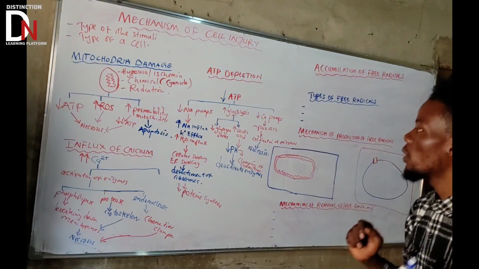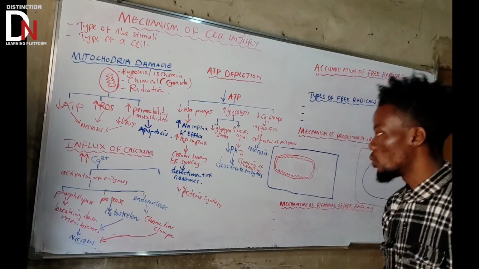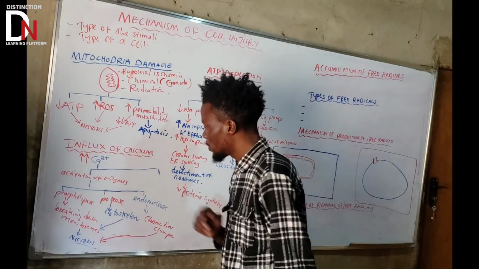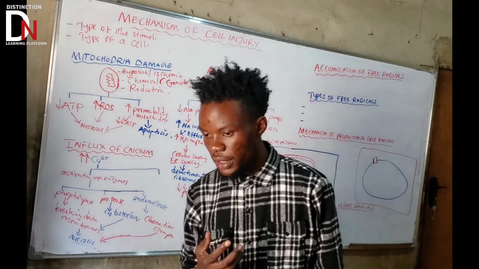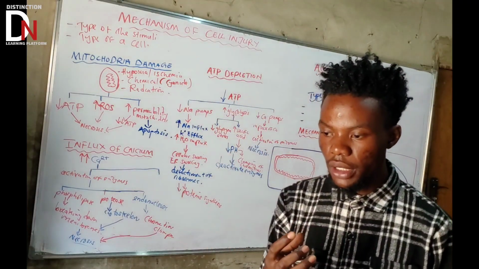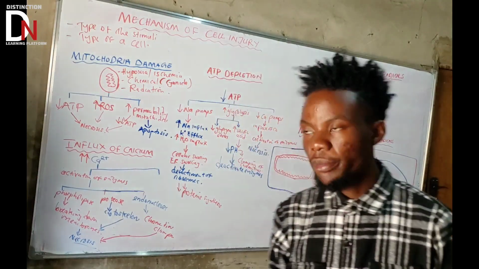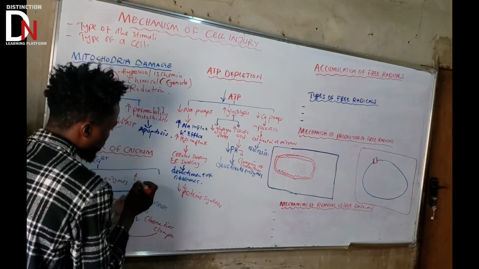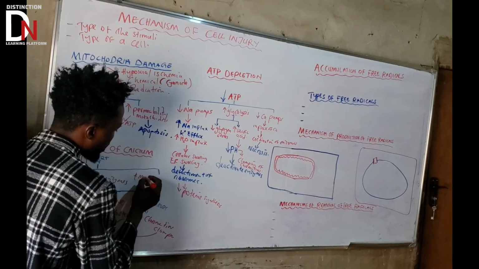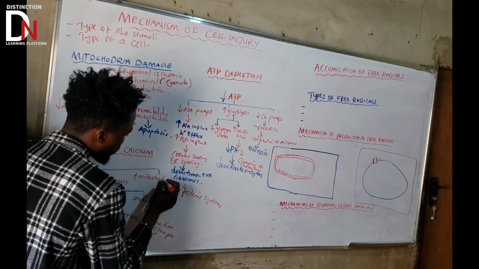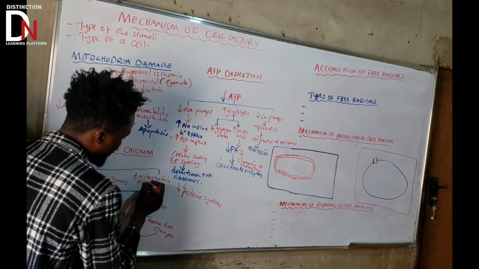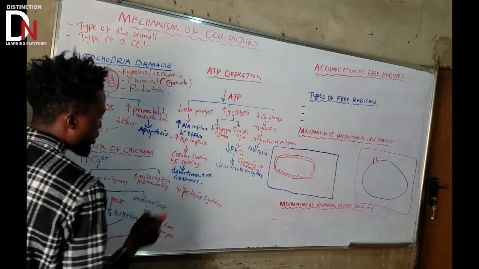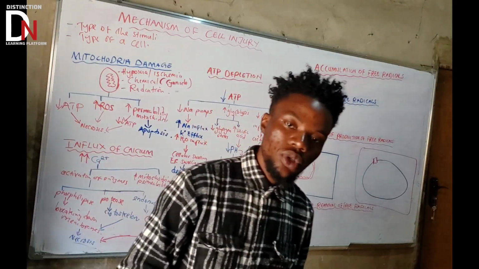What is the last thing calcium is going to do? Not activation of something. Remember that calcium can increase the mitochondrial permeability. So it's going to lead to an increase in the mitochondrial permeability.